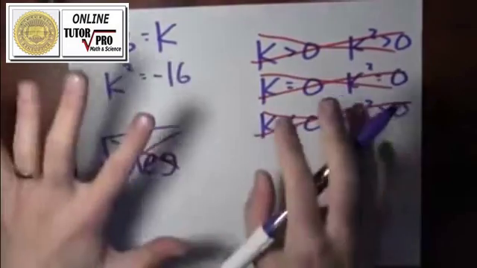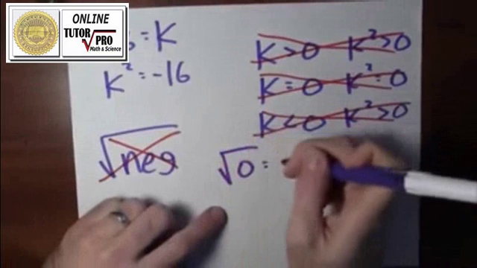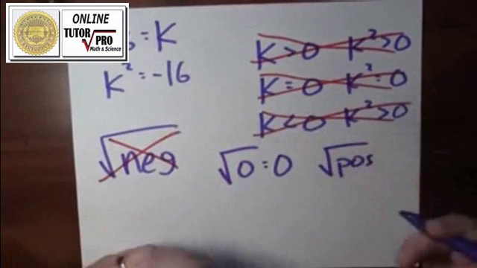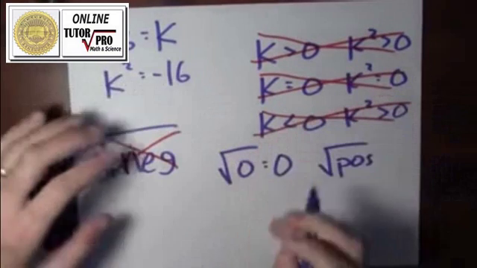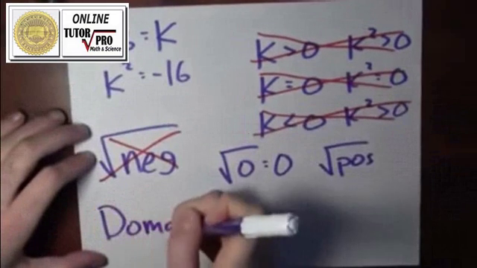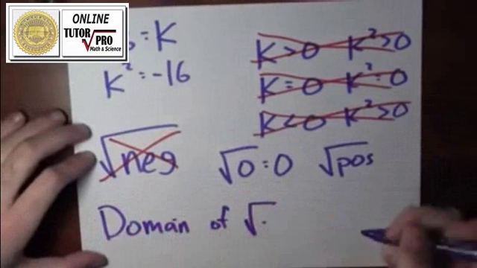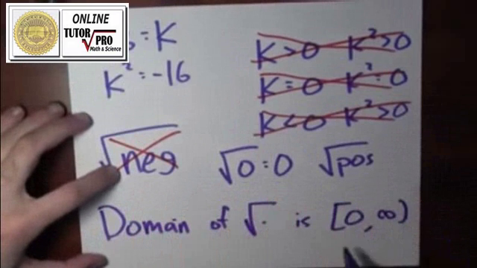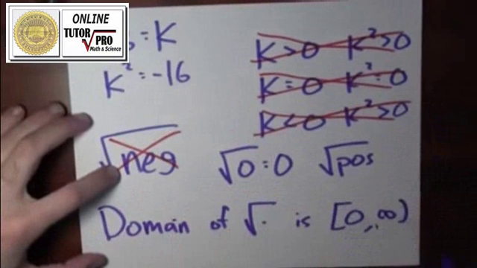In contrast, it does make sense to talk about the square root of 0, which is just 0, because 0 squared is 0. And it also makes sense to talk about the square root of positive numbers. So to summarize the situation, we can say that the domain of the square root function is all the numbers between 0 and infinity, including 0, so I'm using the square bracket, but of course not including infinity, because infinity is not a number. Sometimes you're asked to calculate the domain of a function that's more complicated than just square root of x. Let's see an example of that.